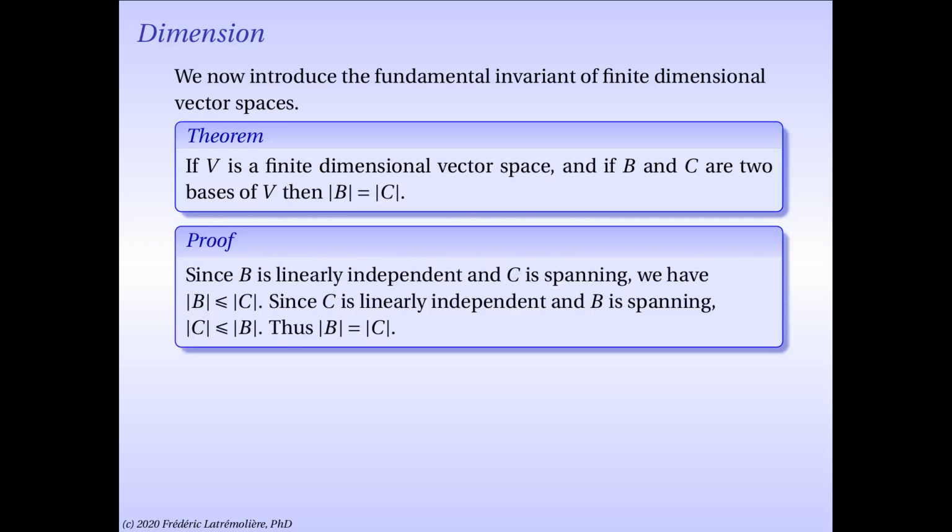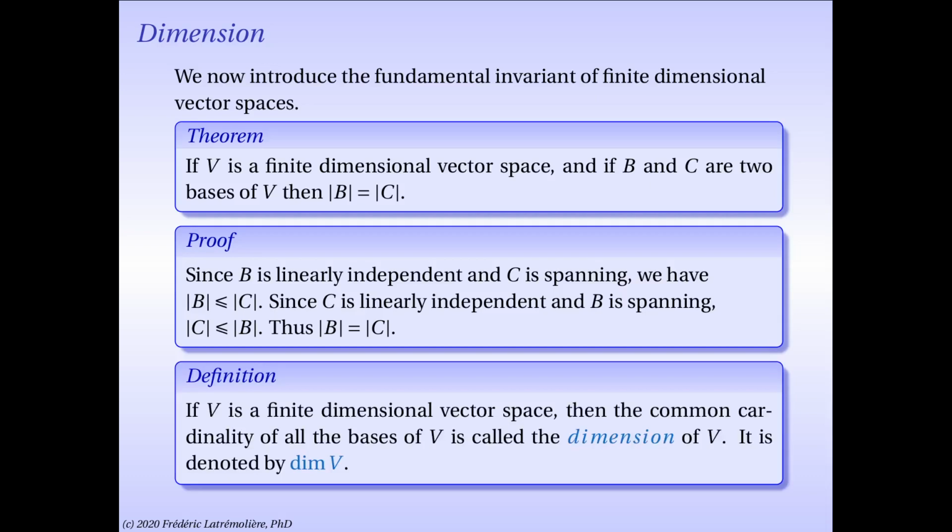Since B is a linearly independent set, as a basis, and C is spanning the whole vector space, as a basis, we must have, by a previous result, that the cardinality of B is less or equal than the cardinality of C. But this is symmetric. C is also linearly independent as a basis, and B is also spanning as a basis. So again, you must have that the cardinality of C is less or equal than the cardinality of B. And so we have shown indeed that the cardinality of B and C are equal.